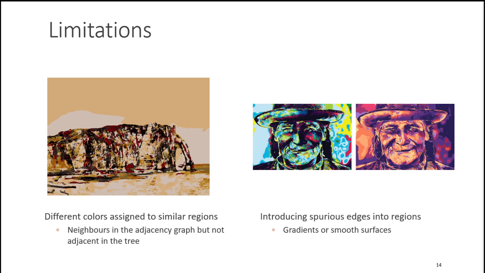Sometimes our method shows problems. Different colors might be assigned to similar regions. For example, different parts of the sky could be colored differently, which doesn't look good. Also, spurious edges might appear. If we use a palette with close transitions between colors, it can partly fix this issue.